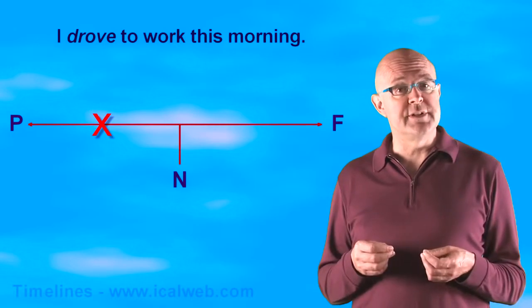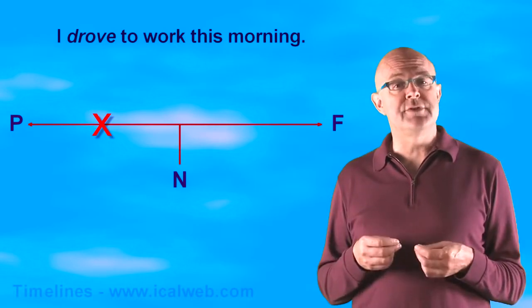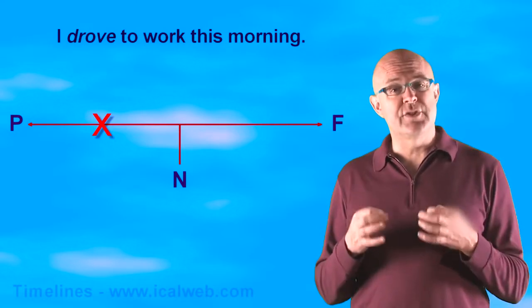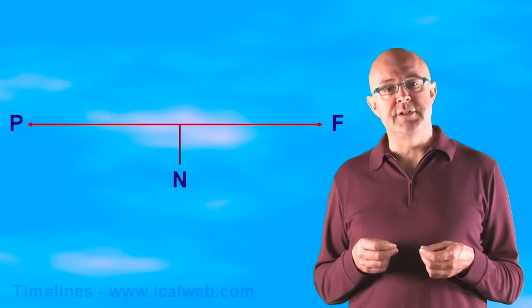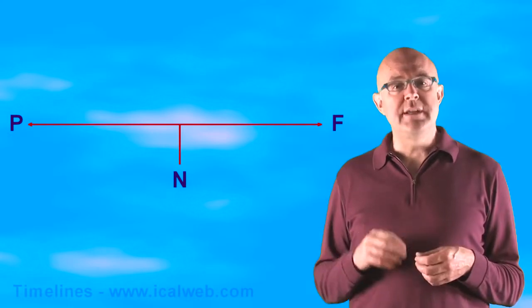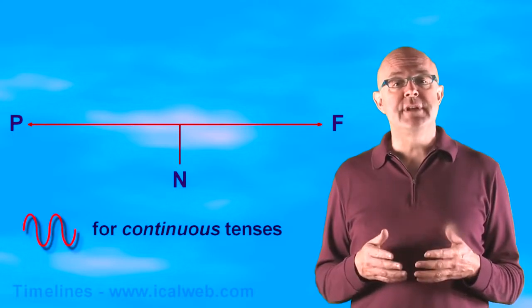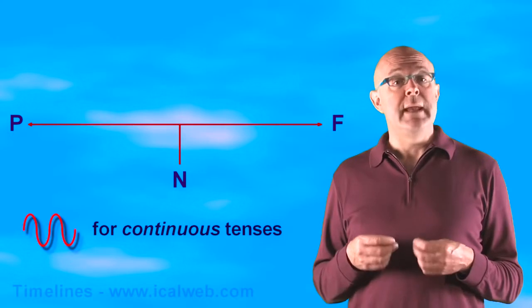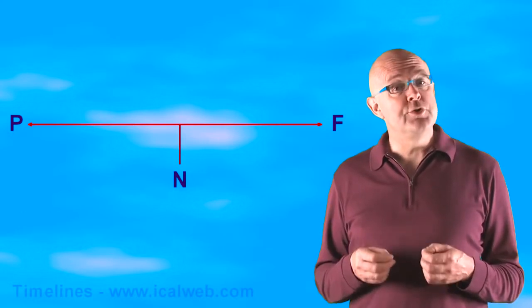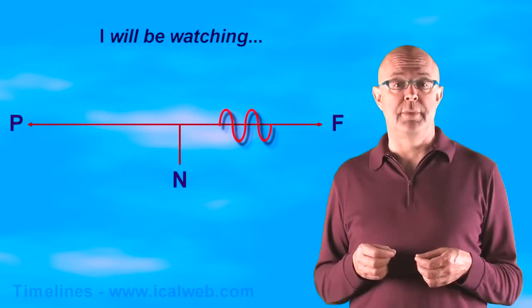Your students can see when it happens in the past, and the use of the cross suggests a single discrete event. The other convention in timelines is to use a wavy line to represent continuous tenses. It gives the idea that the event is longer in duration. Here, we're showing a future continuous. I will be watching, for example.